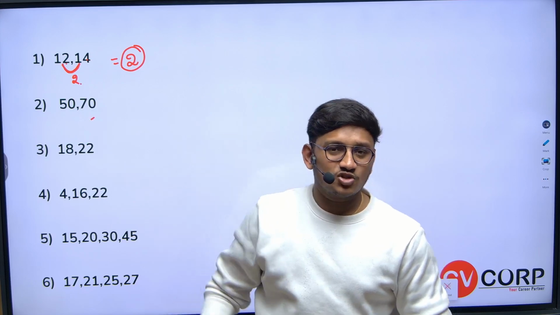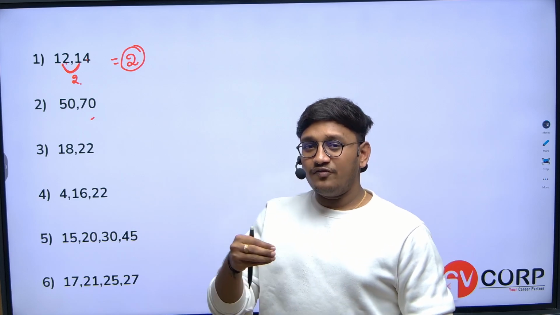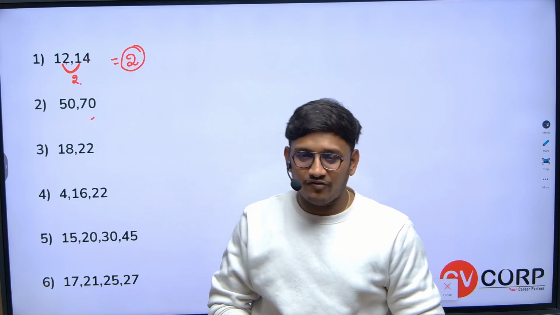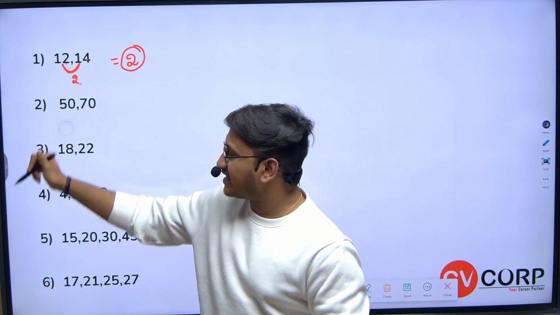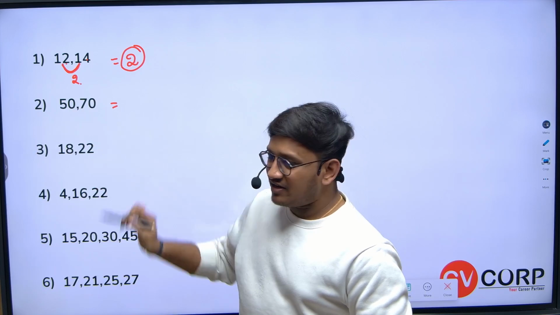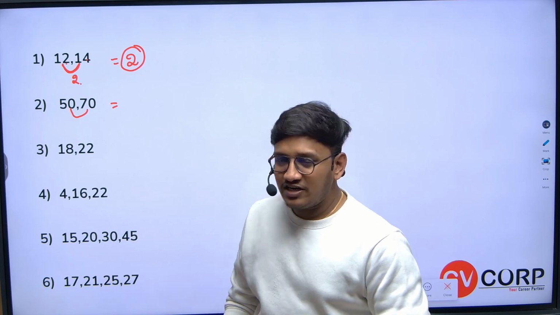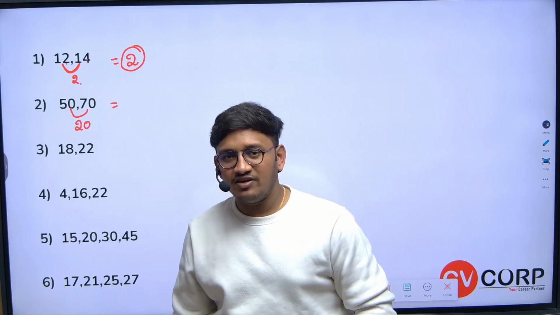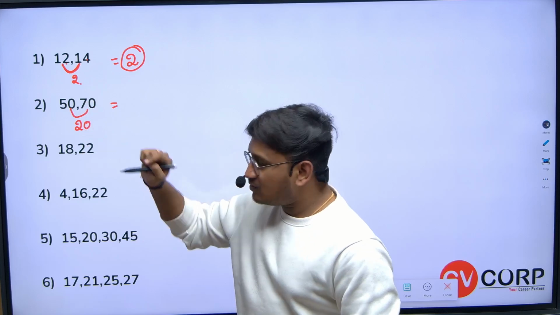Now students might be thinking, sir, what if the given numbers are not divisible by the difference? Then what should we do? Very simple. That's the reason I have taken the second example, 50 and 70. As I said, take the difference. What's the difference between 50 and 70? 20, right? Now are these two numbers exactly divisible by 20?